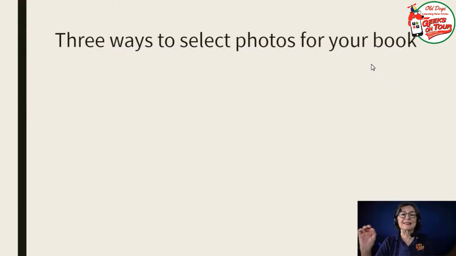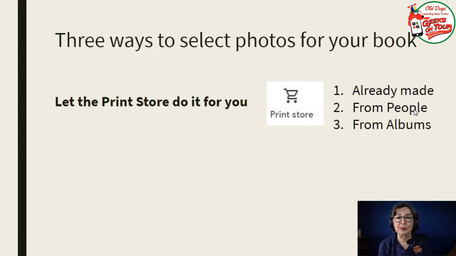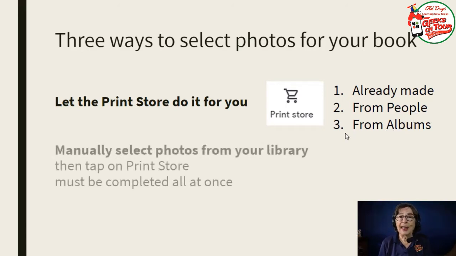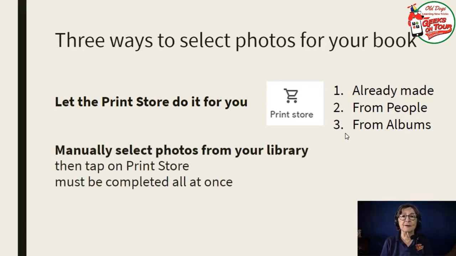So how do you do it? First, you need to select the photos that you want in your book. There's 3 ways to do that. You can let the print store do it for you. You just click the little button for print store, and there are books already made for you. You can look at them and decide if you like them. You can also just manually select photos from your library and then tap on print store and order a book. You must complete that process all at once.